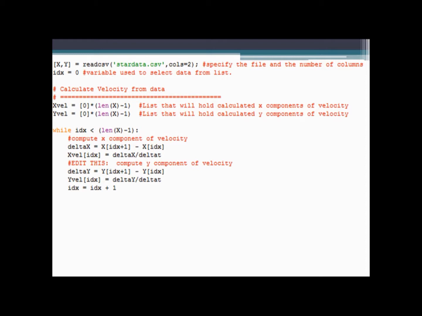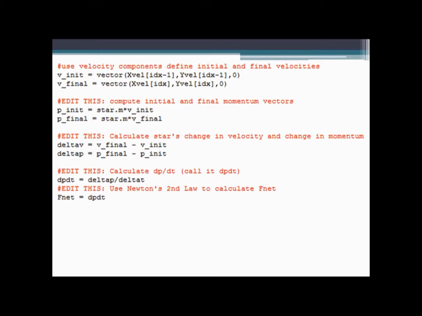To calculate the net force, we first calculate the change in velocity of the star from the CSV file. These lines of code here are used to find the x and y components of the star's velocity. Then we calculate the final and initial velocity by finding the change in velocity between two time periods, and then dividing that value by the change in time. Next, we found the initial and final momentum by multiplying the star's mass and the star's initial and final velocities. From these values, we were able to calculate the change in velocity and the change in momentum. From Newton's second law, we know that the net force is the change in momentum over the change in time, and this line of code finds the net force.